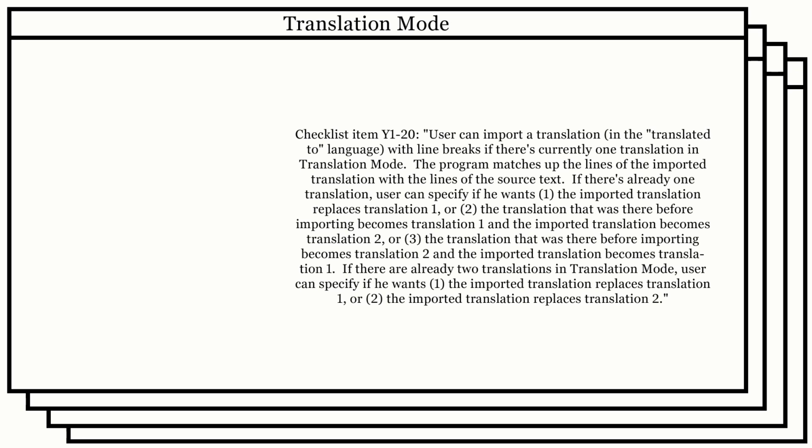the translation that was there before importing becomes translation 1 and the imported translation becomes translation 2, or 3, the translation that was there before importing becomes translation 2 and the imported translation becomes translation 1. If there are already two translations in translation mode, user can specify whether he wants 1, the imported translation replaces translation 1, or 2, the imported translation replaces translation 2.